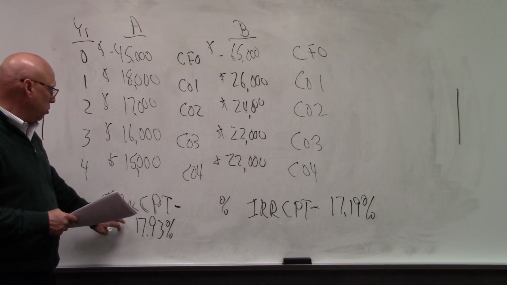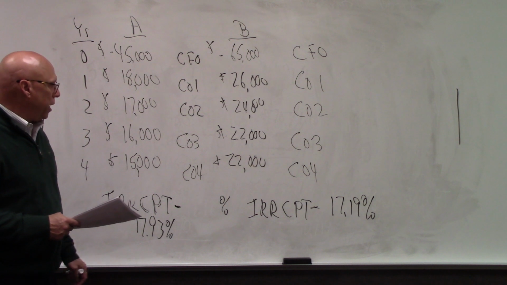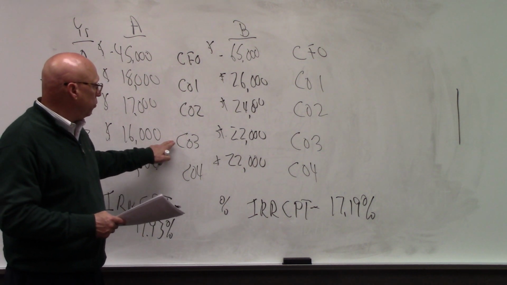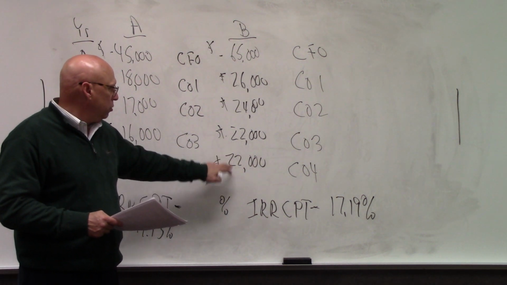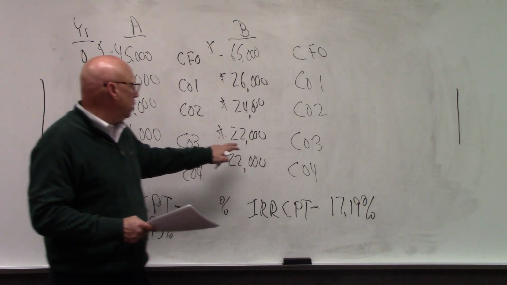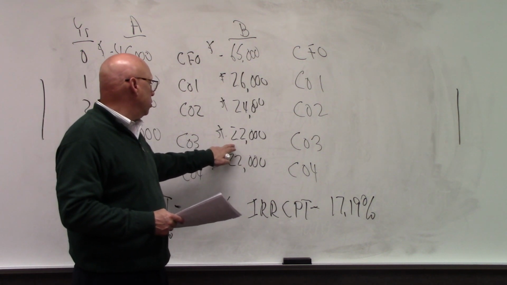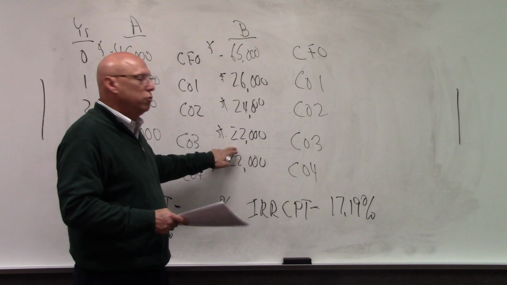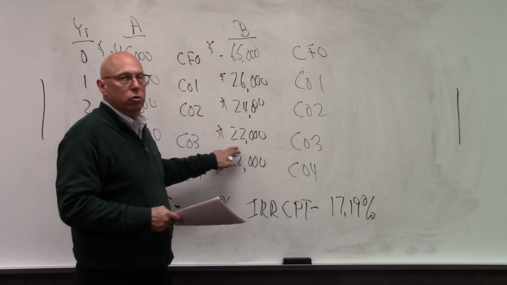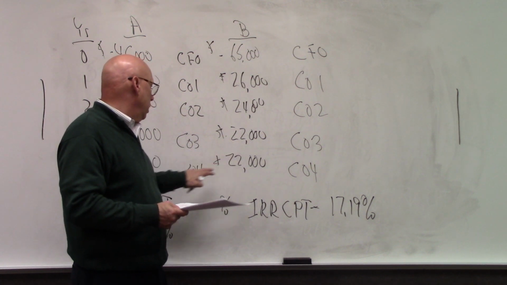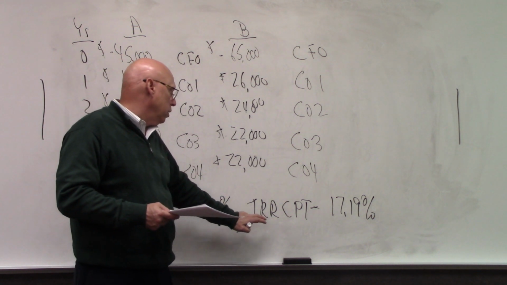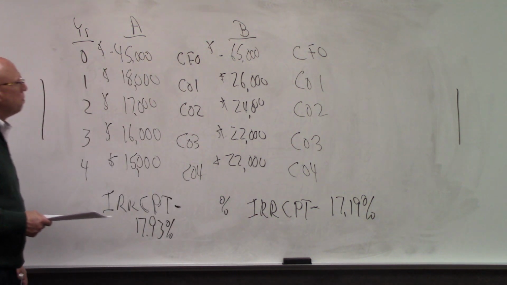So according to internal rate of return, you choose Project A. When you hit CO3, since you have 2 years of 22,000, you could put CO3 equals 22,000, enter down arrow, FO3, you could put 2. And then you would go right into IRR compute.